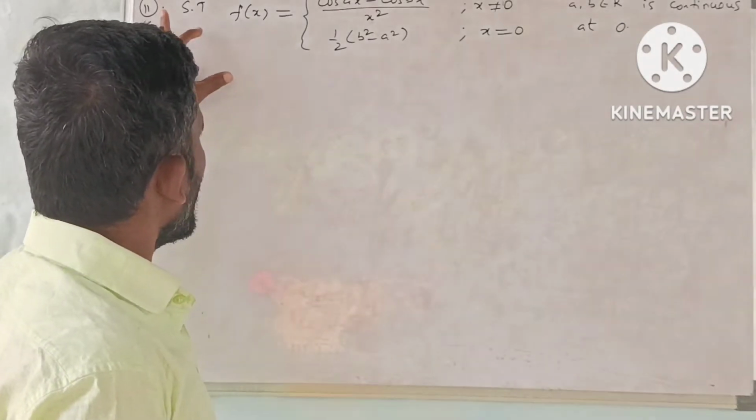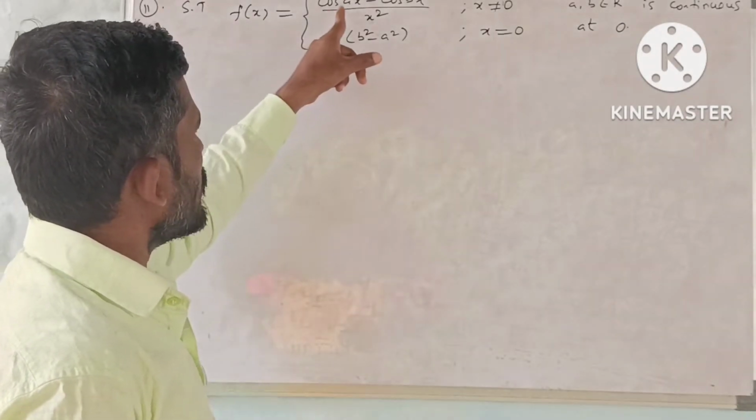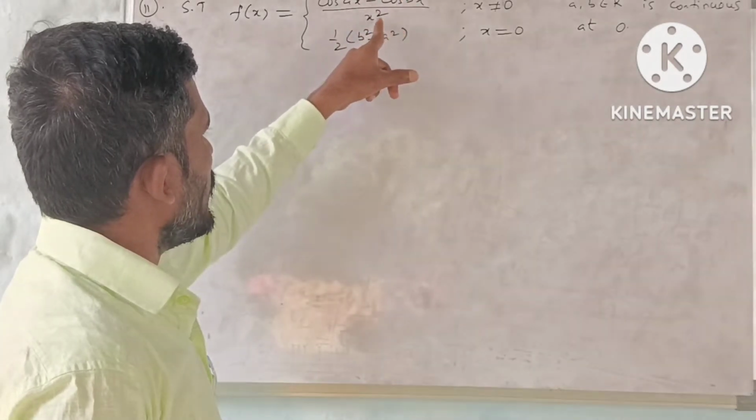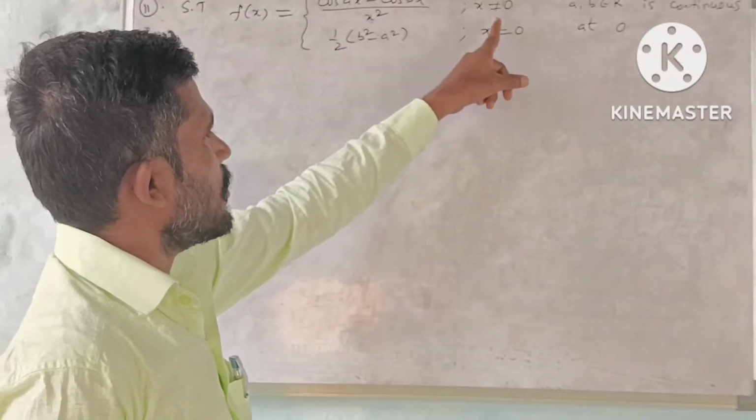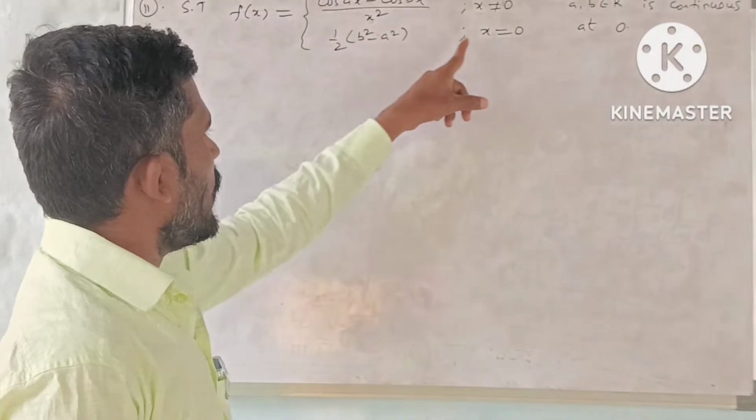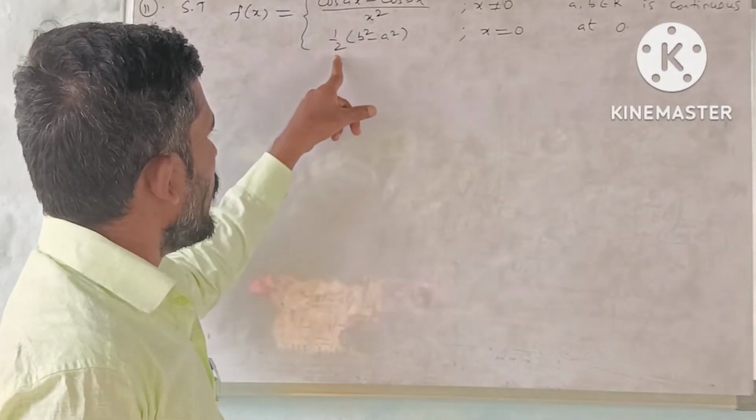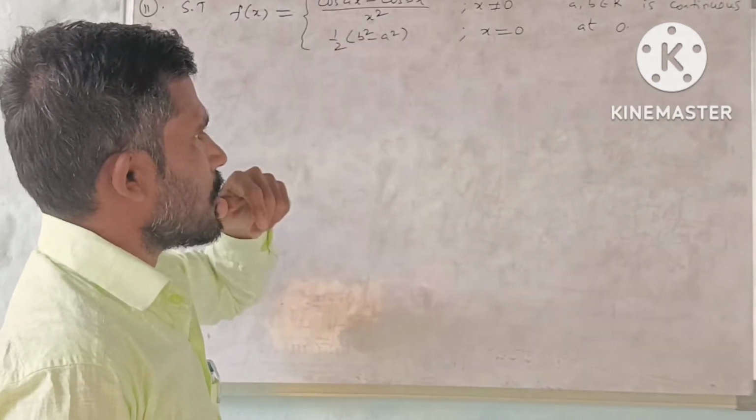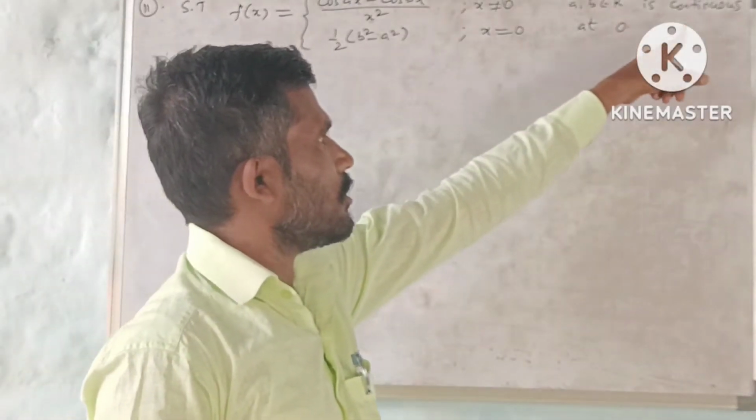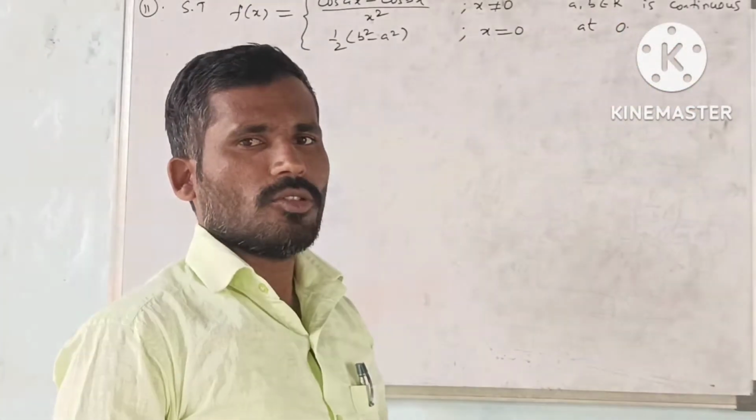Show that f of x equal to cos ax minus cos bx by x square whenever x is not equal to 0, and whenever x equal to 0, it is 1 by 2 of b square minus a square, is continuous at 0.